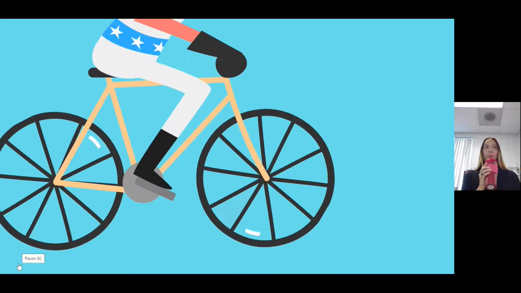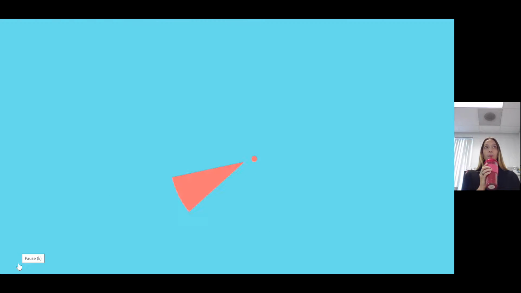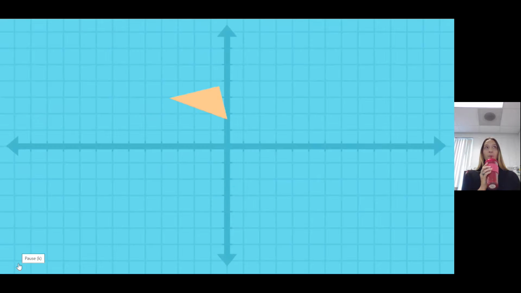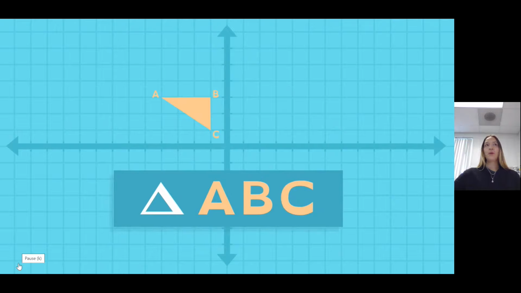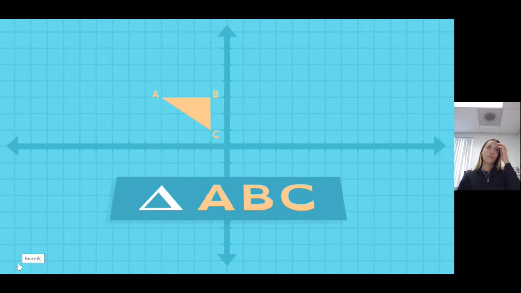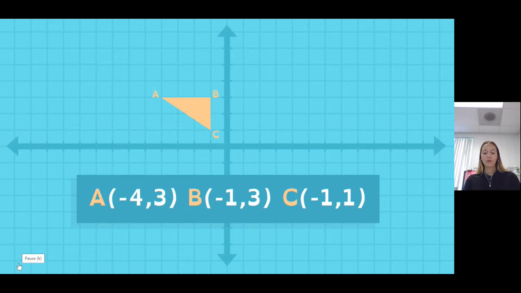Rotation is really common. The triangles that make up spokes on this bike wheel are rotating around the center axle. Mathematicians use rotation to describe shapes on a coordinate plane too. Check out this triangle. In mathematical language, we'd show it like this, which describes the points of the triangle's vertices based on where they're located on the coordinate plane.